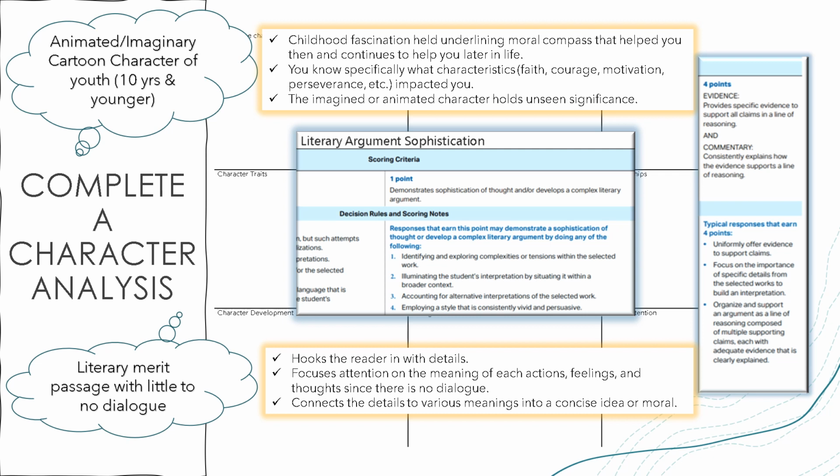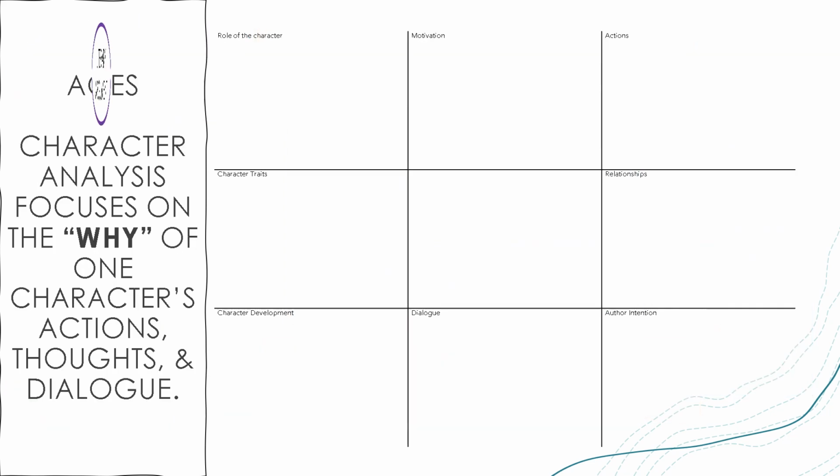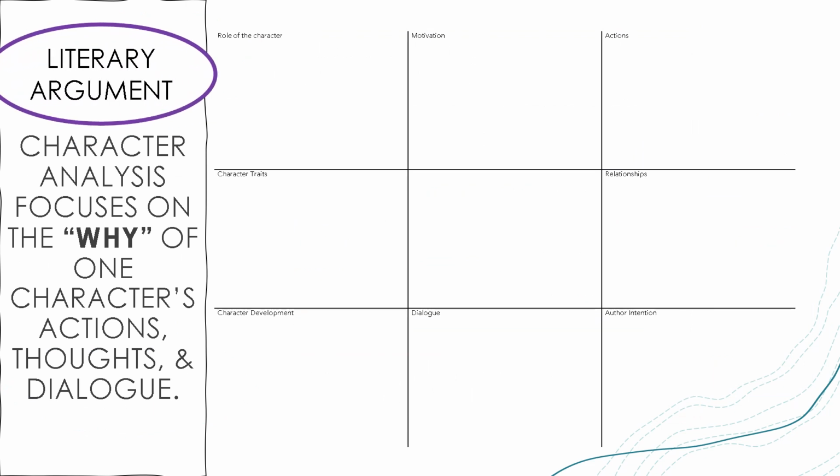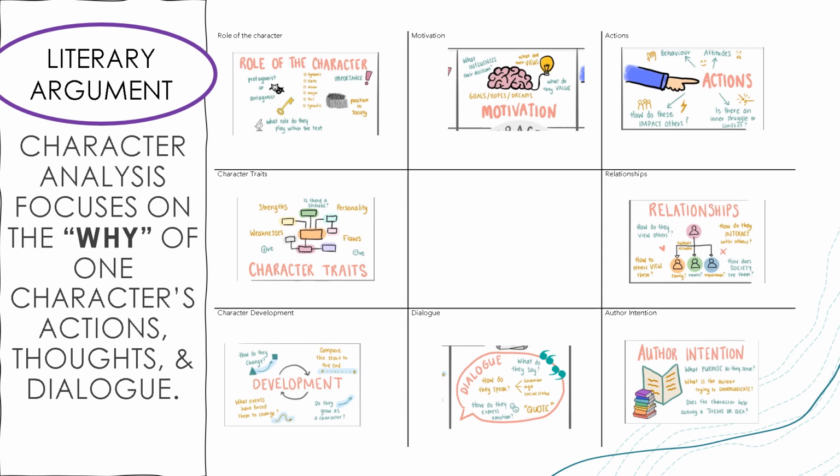Before we get started with the activities, I want to explain how the ACE study guide on character analysis helps you with the literary argument essay. It can also help you with the prose as well. If you become so comfortable with using it, you can easily use it for both types of essays, but I want to go over that first. Using the ACE study guide or thank you map for a literary argument essay gets the reader to focus on the why of one specific character's actions, thoughts, and dialogue.